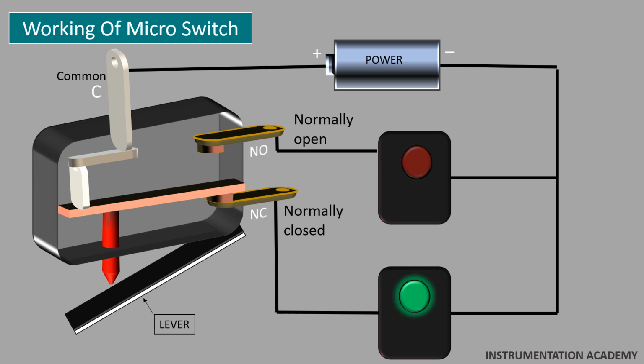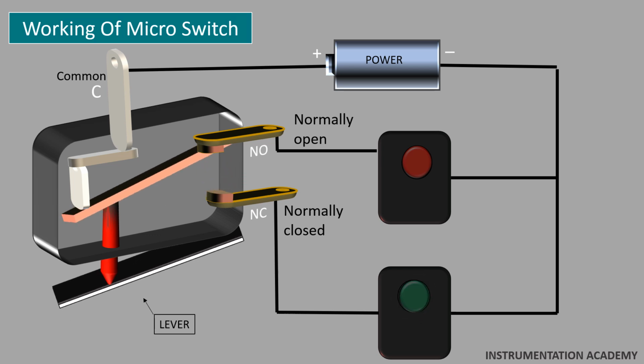So initially the green LED glows, which is connected at the NC terminal of the switch. When slight force is imposed on the lever, the C and NO terminals get connected and the red LED glows as there is now contact established between C and NO terminals. As there is no contact between C terminal and NC terminal, the green light will be off.